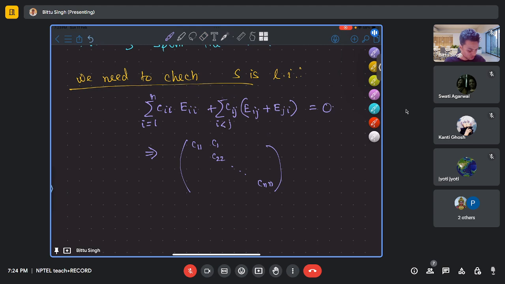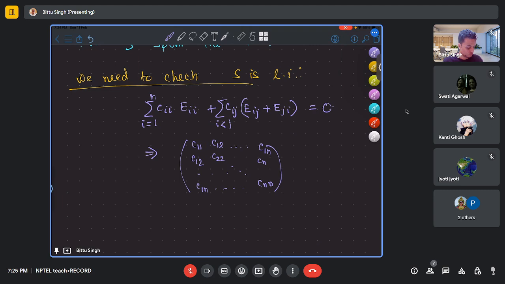Here, let us take i less than j, then it will be C12 and C12 E12 plus E21. This is the same as saying at the 1,2 position and at the 2,1 position both will be C12. Similarly, everything will continue up to C1n, and here also Cn1. Cn1 will not be present, C1n, because i is strictly less than j.